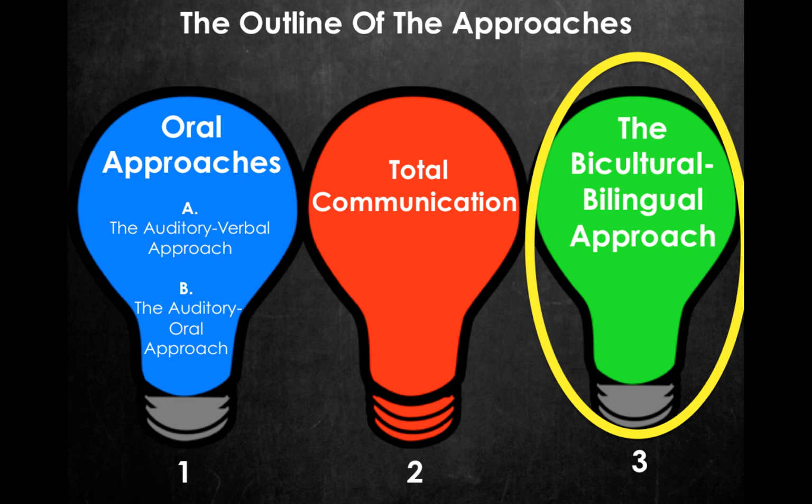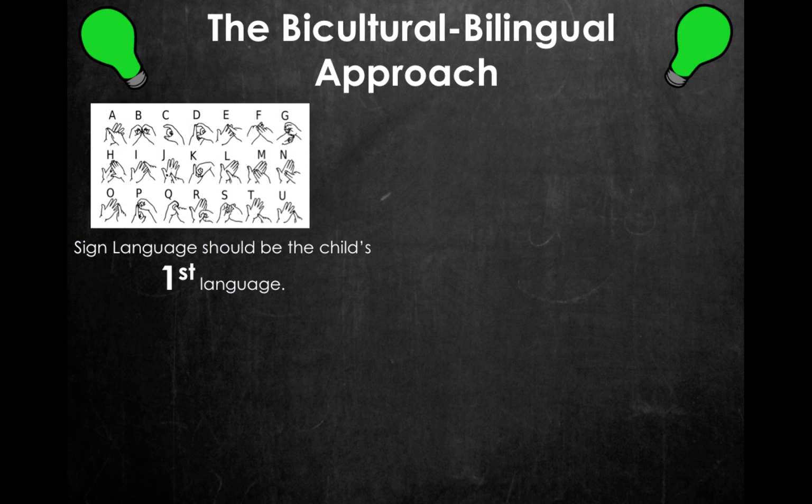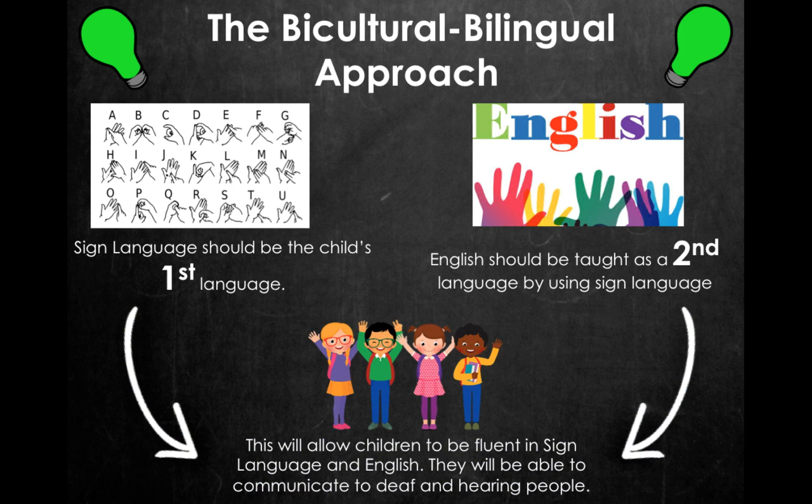And the third part, the biocultural bilingual approach. And this one wants sign language to be the child's first language, and then as their second language, they'll be taught English. And they're going to use the sign language in order to teach English to the child. So if you go in this order, this will allow the children to be fluent in sign language and English. They will be able to communicate to deaf and hearing people. So that's the main goal of this approach.